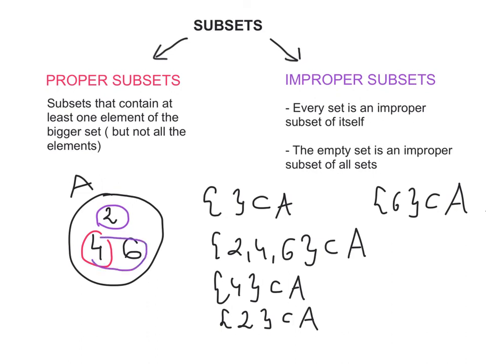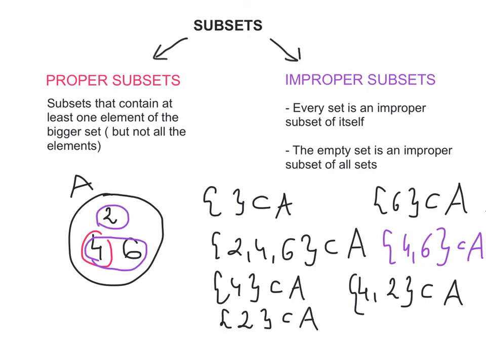Look at this. 4 and 6 is a subset of A. 4 and 2 is a subset of A. And the last one, 2 and 6, is also a subset of A. That's it.